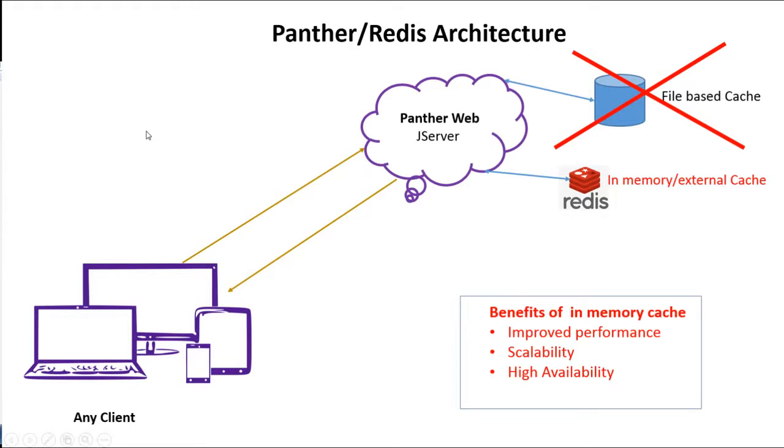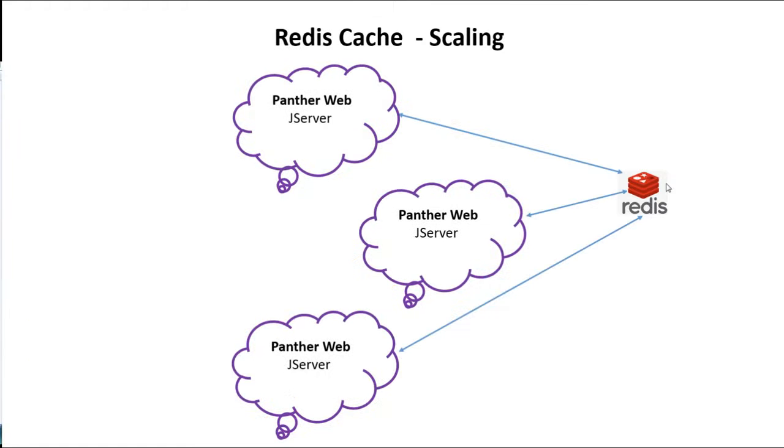Now let's spend a minute talking about the benefits of in-memory cache. They include improved performance, better scalability, and of course high availability. Now since Redis uses an in-memory data store, it does provide a superior performance compared to Panther's file-based caching. It is also superior to relational database systems that persist data to disk. By using Redis, you can have multiple machines running J servers that share the same global cache. Now these machines do not need to share the same file system, and globally unique cache IDs are guaranteed.